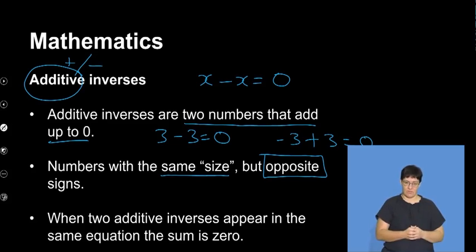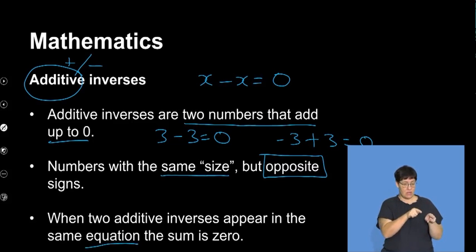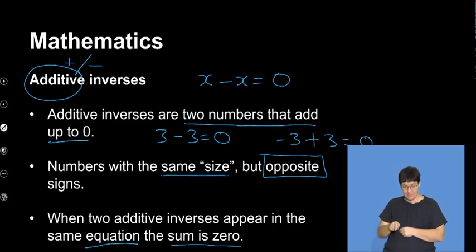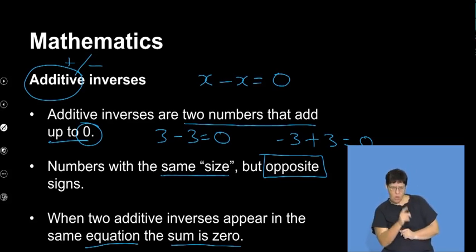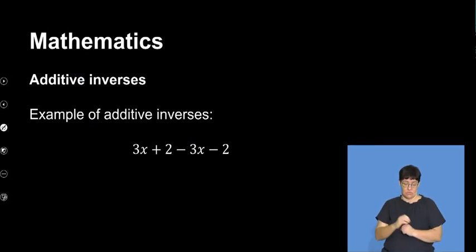So when two additive inverses appear in the same equation, the sum is always going to be 0. Because remember, I just said additive inverse is about plus and minus, and it must be numbers that always add up to 0. So if you see both of them in one question or one equation, the answer must definitely be 0. Now, let's just look at an example of what this means, right?